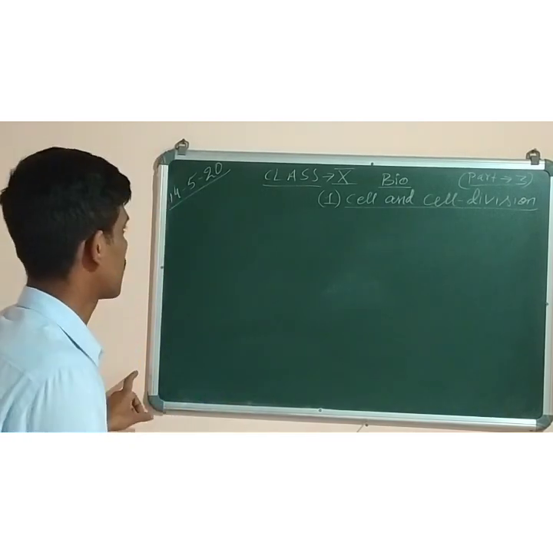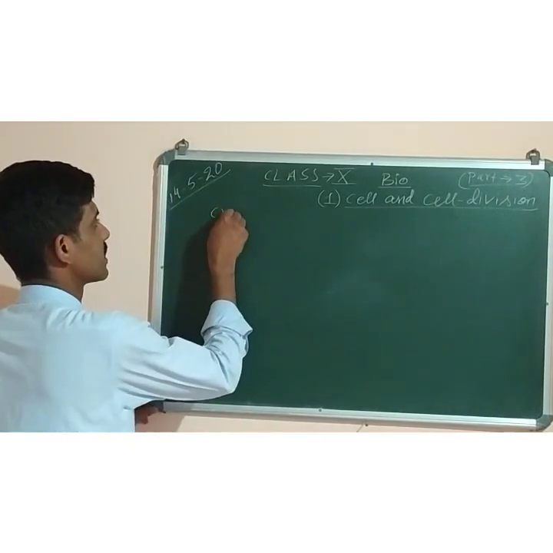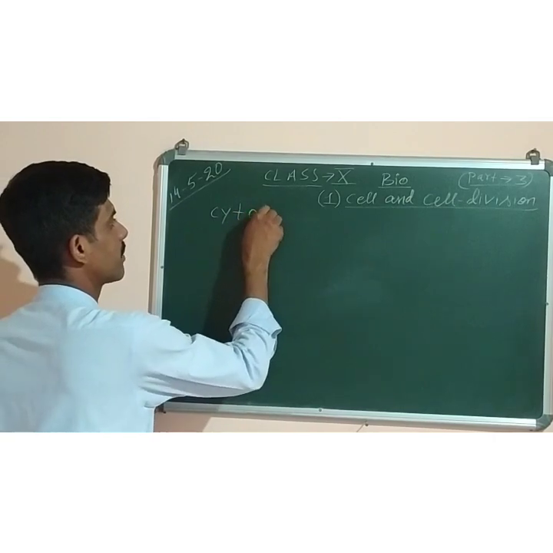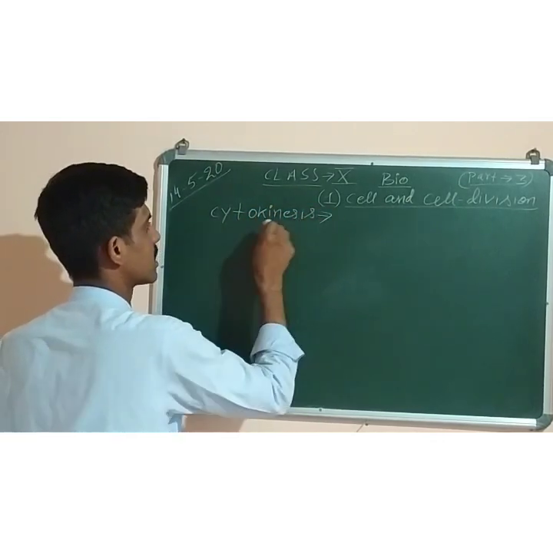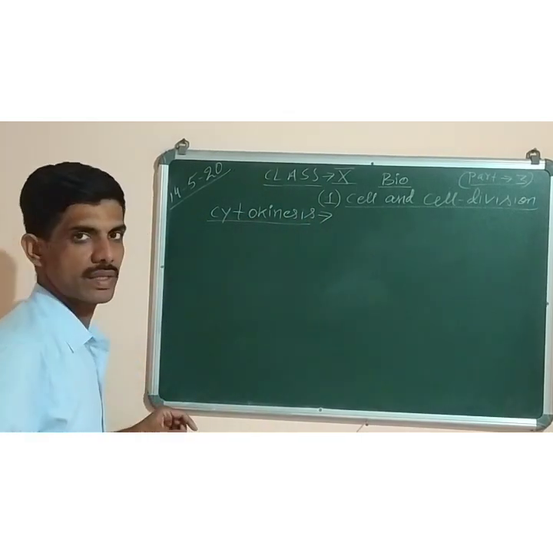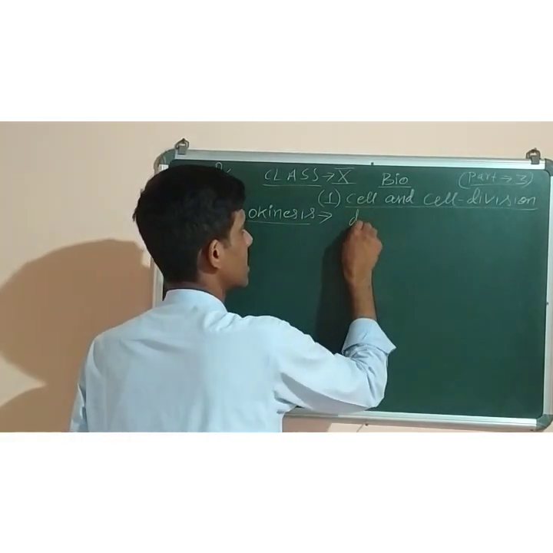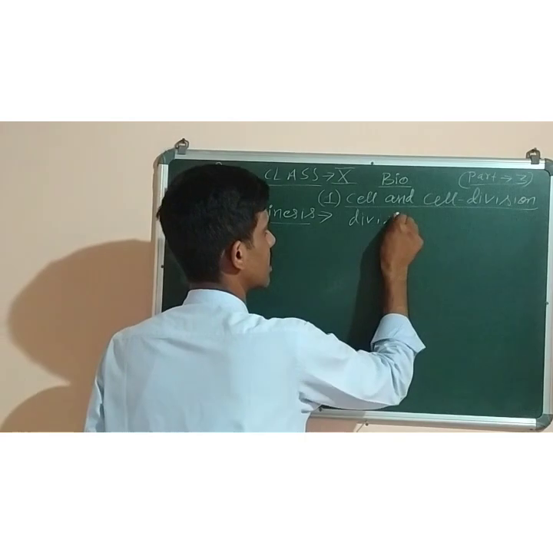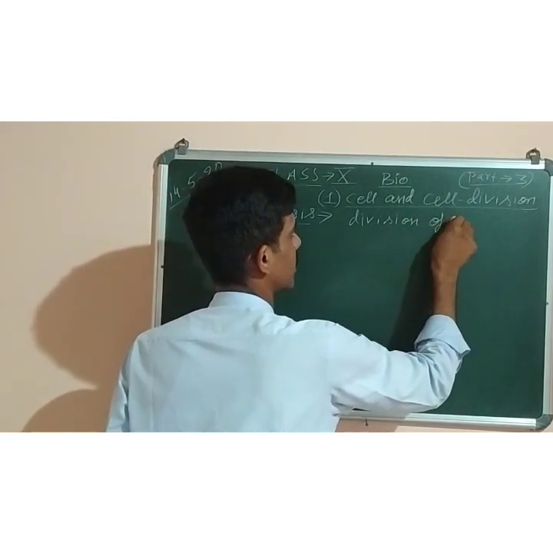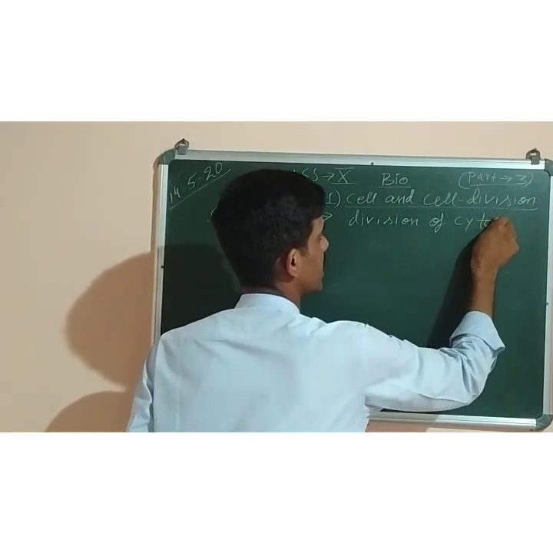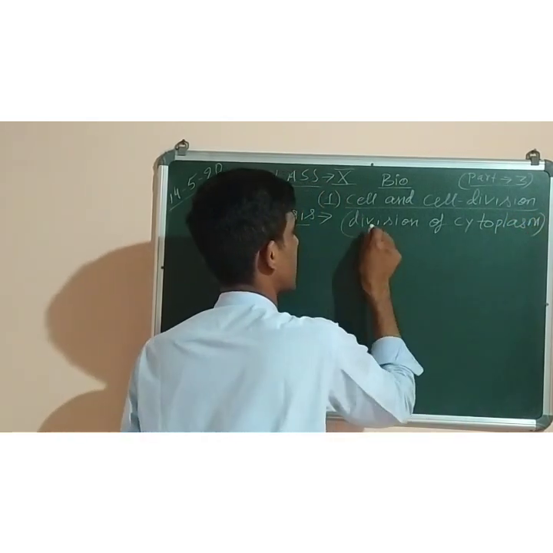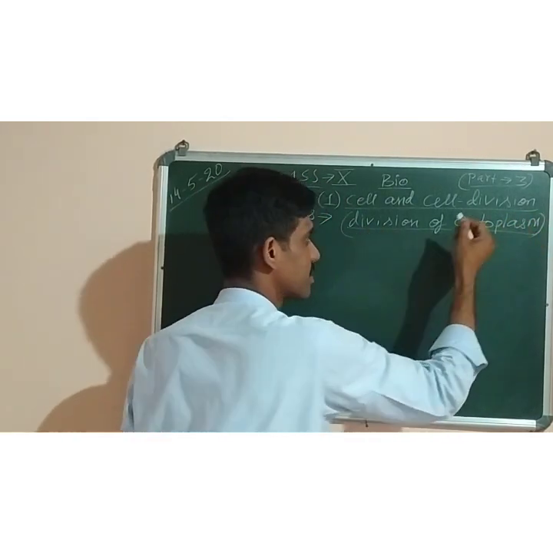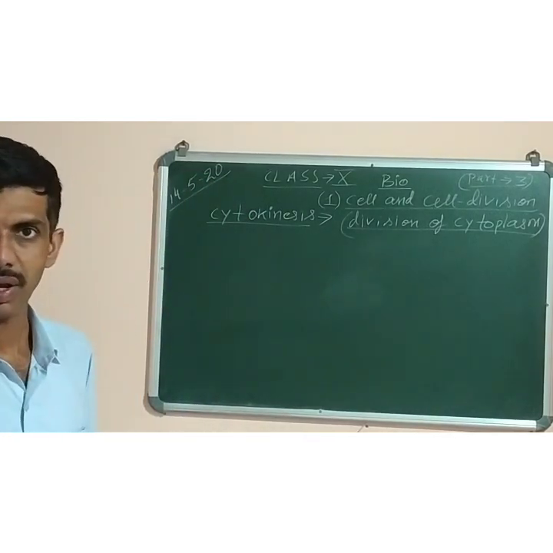Now today we have to start with cytokinesis. Karyokinesis we have done. Karyokinesis means division of nucleus. Now we are studying cytokinesis. Cytokinesis means division of cytoplasm. Okay? Cytoplasmic division is called cytokinesis. So I have written in bracket here, division of cytoplasm is called cytokinesis.